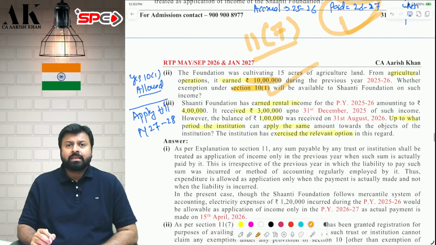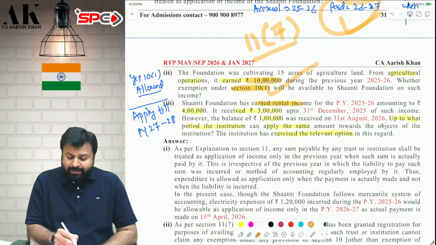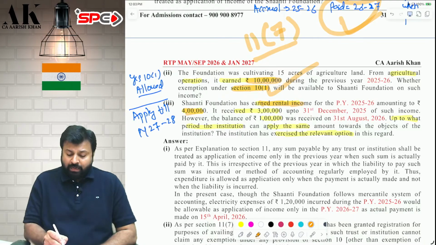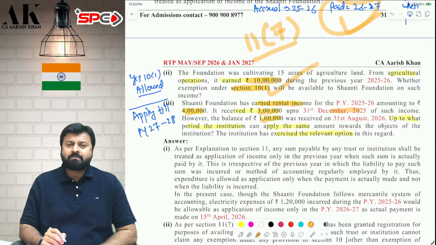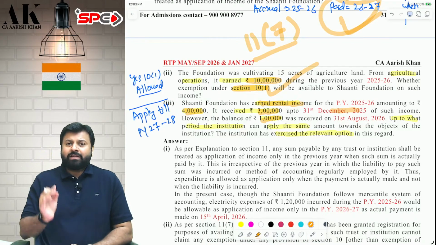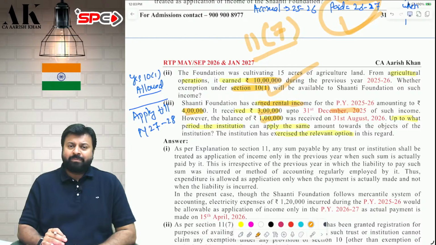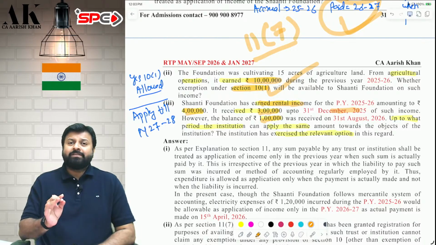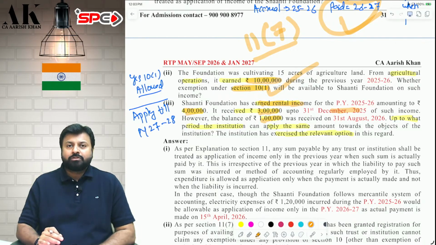Third one. The charitable trust has earned rental income of 4 lakh rupees. They have earned 4 lakh, out of which 3 lakh is received in the current year, and 1 lakh is not received, it is received in future. So you might have done one point with me in the class, that if you have not received a particular amount, then how will I apply? So you can make an application.